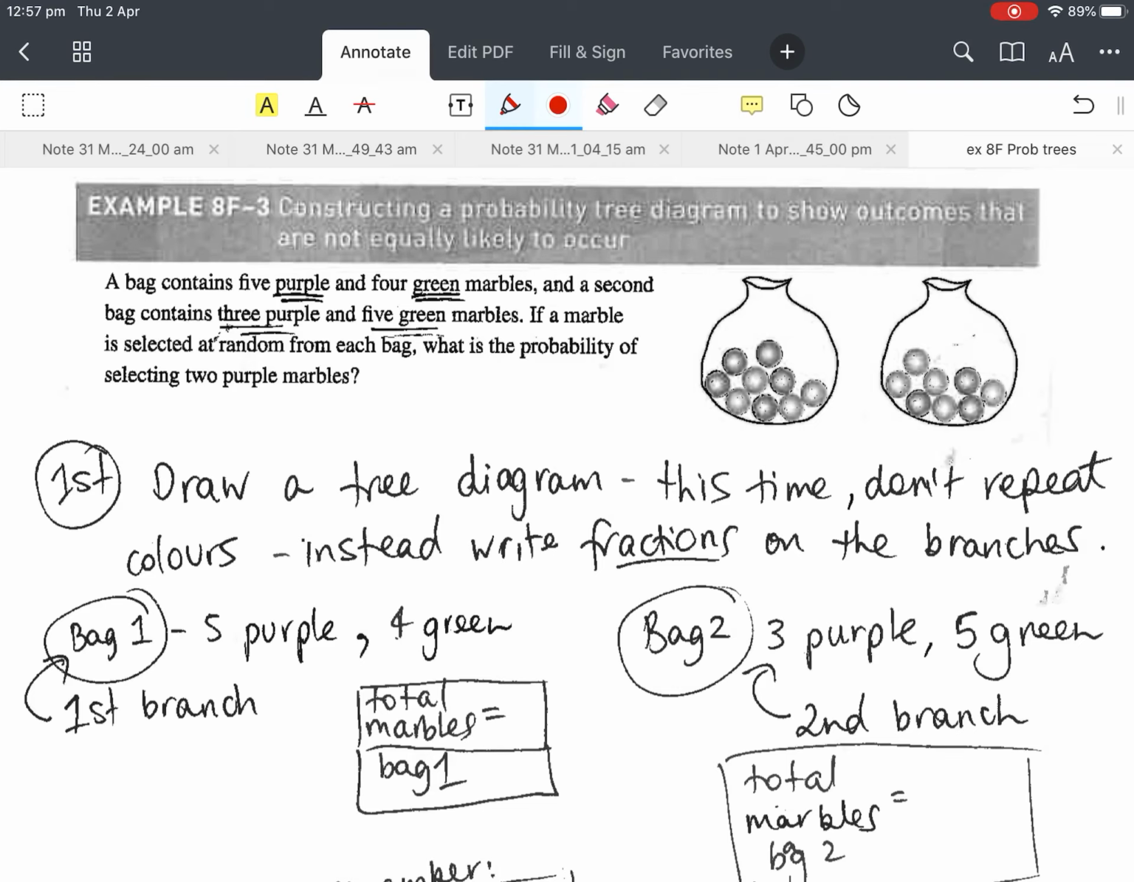A bag contains 5 purple and 4 green. There's your first bag. A second bag contains 3 purple and 5 green. There's your second bag. If a marble is selected at random from each bag, what's the probability of selecting 2 purple marbles?